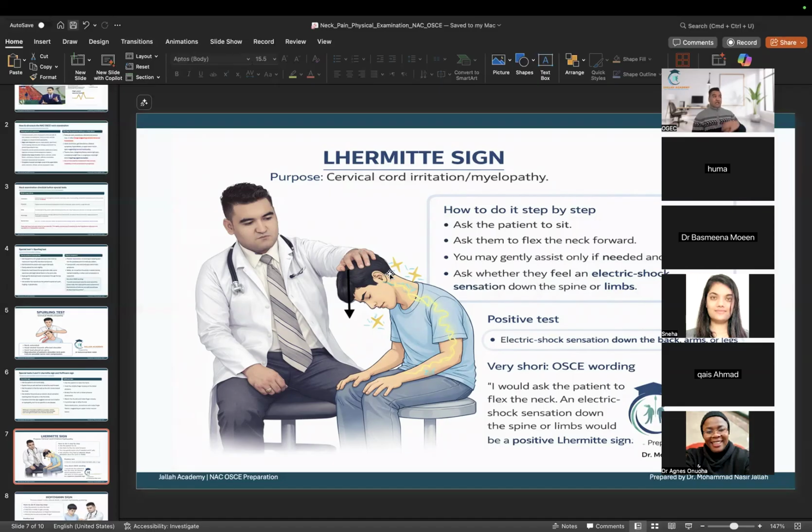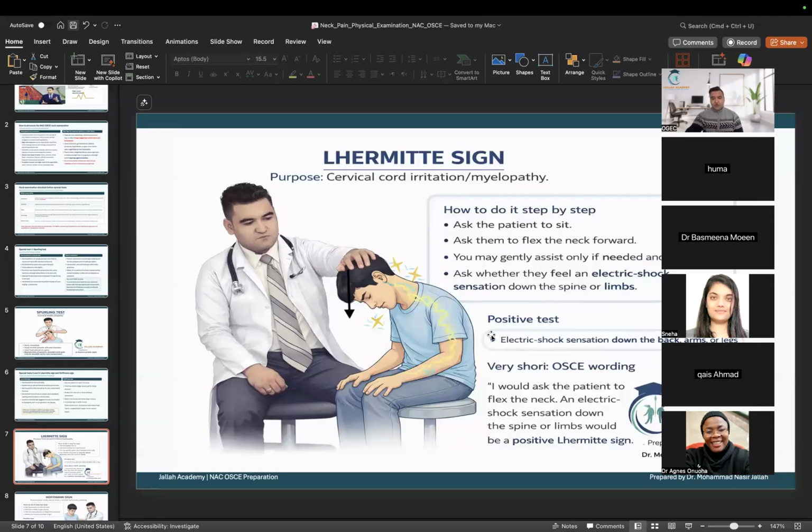How to do that? If the patient does not have pain on his own while bending his neck, then we will apply pressure. So it's done in 2 steps. First, we ask the patient to sit down and bend his neck forward, and see if the patient has any pain radiating or shooting down the arm, back, and even legs. If the patient says yes, it is positive, you don't have to do any other test. If the patient says no, I don't feel anything, then we apply pressure downward, and then the patient may have pain.